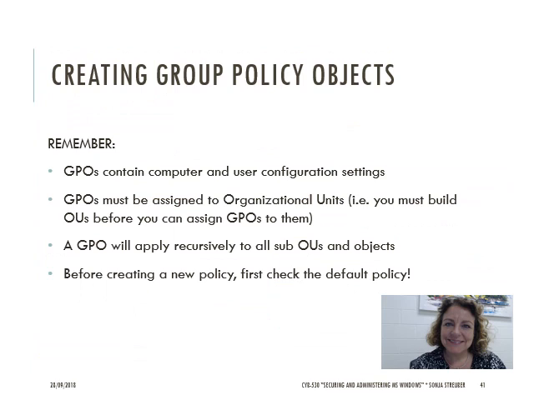So here are a few things to keep in mind when creating group policy objects. You want to remember that GPOs contain computer and user configuration settings, and that they must be assigned to organizational units. And that means that you will have to build the organizational units before you can assign the GPOs to them. A GPO will apply recursively to all sub-organizational units and objects, and you want to be sure that before you work on creating a new policy, that there is not a default policy in place already that will do the very same job.